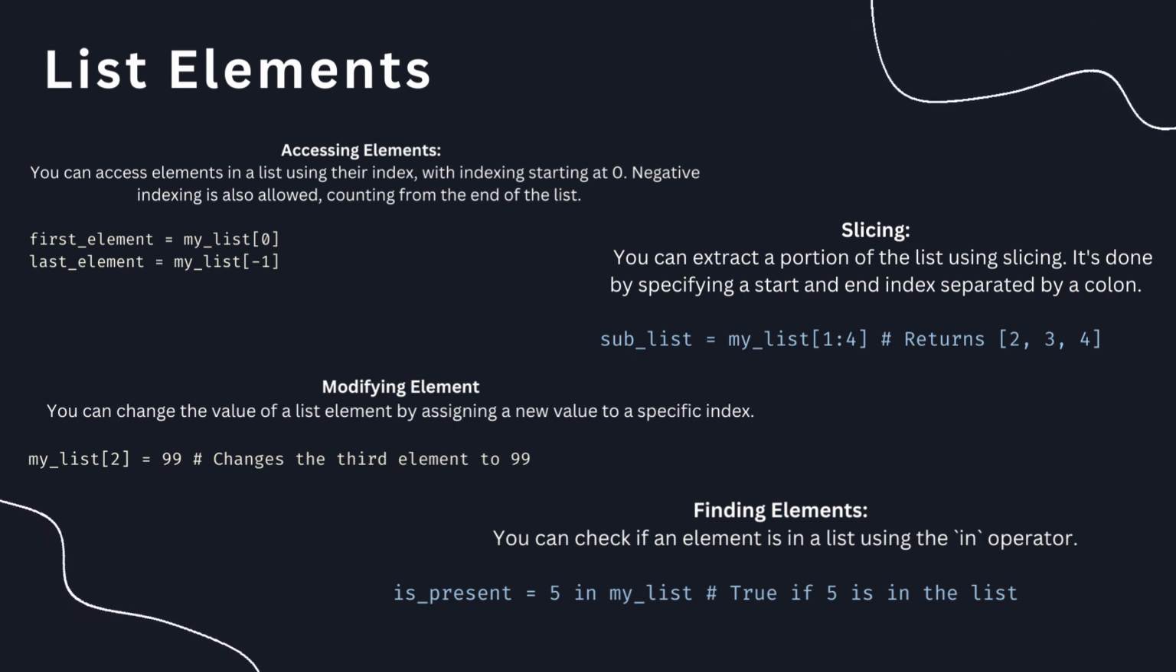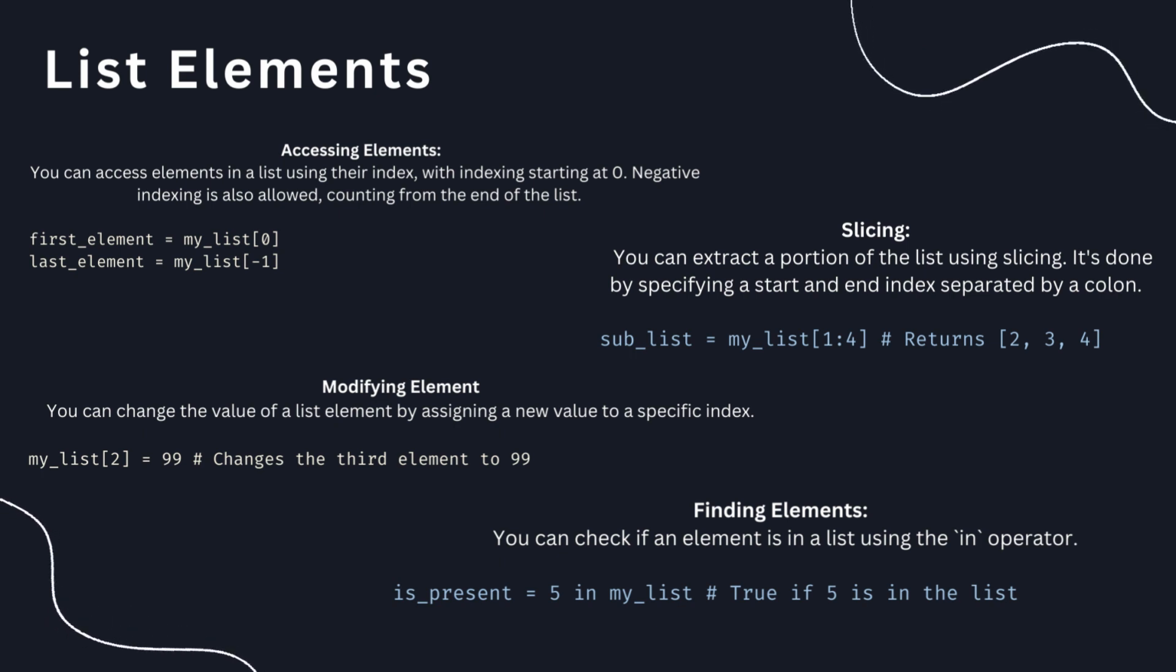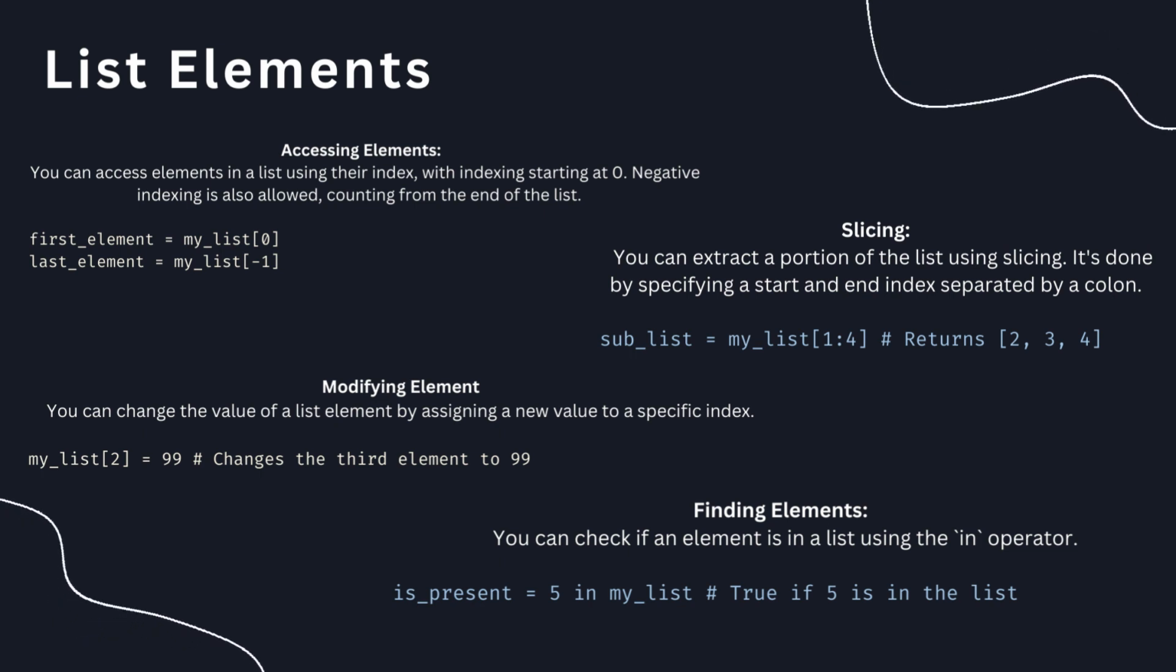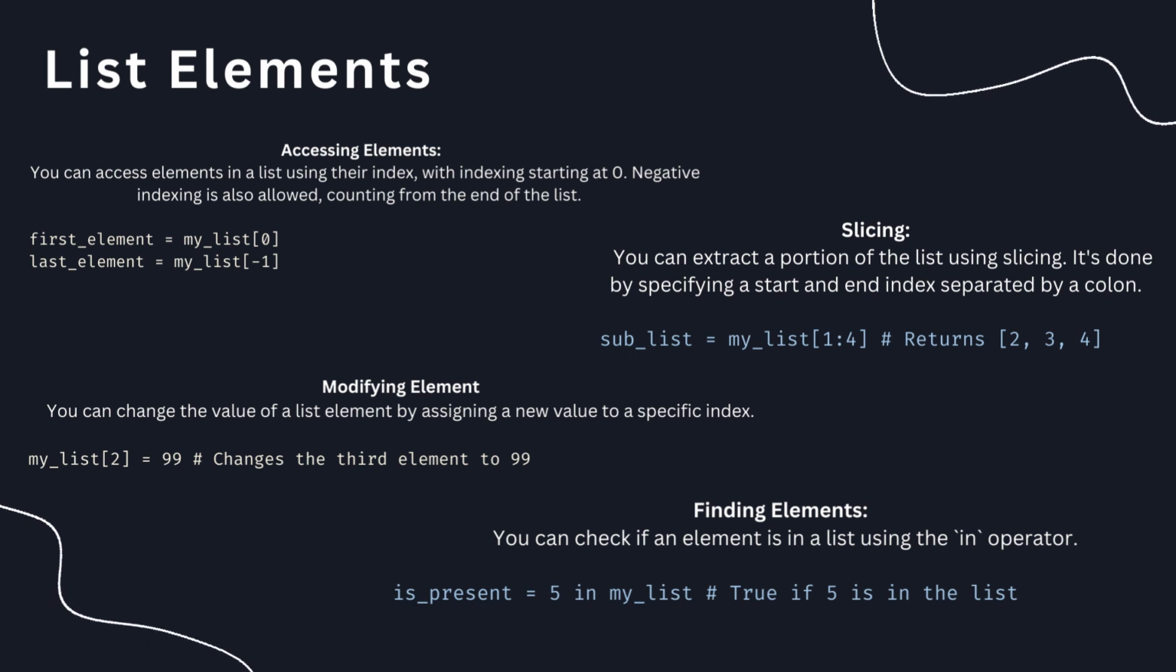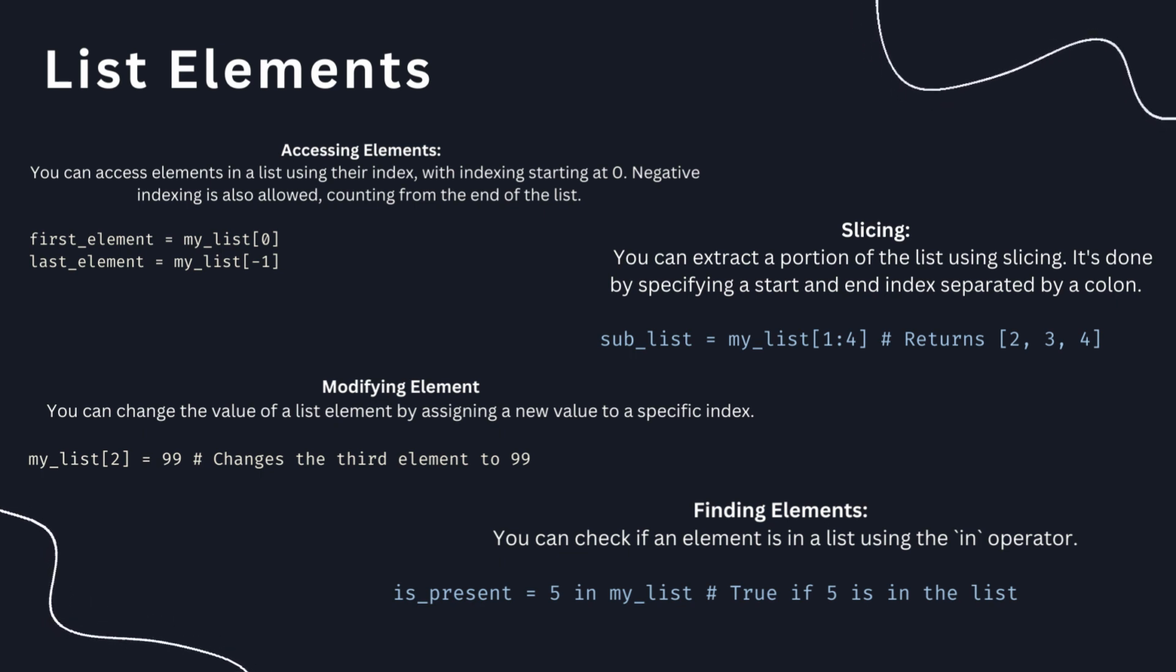And then we move on to modifying an element in your list. You can change the value of a list element by assigning a new value to a specific index. Again, here's an example of that. We also have finding elements. You can check if an element is in the list using the in operator. So here's an example: is_present equals 5 in my_list. So you can check if there is a value in the list.